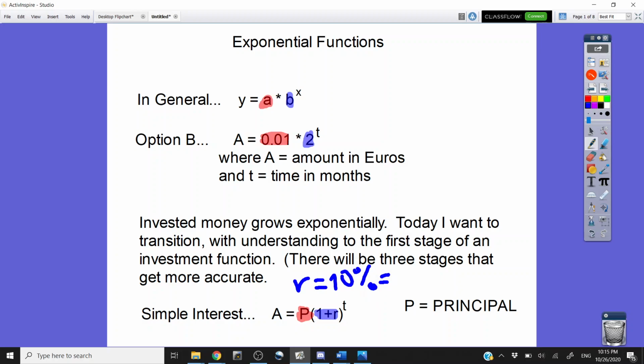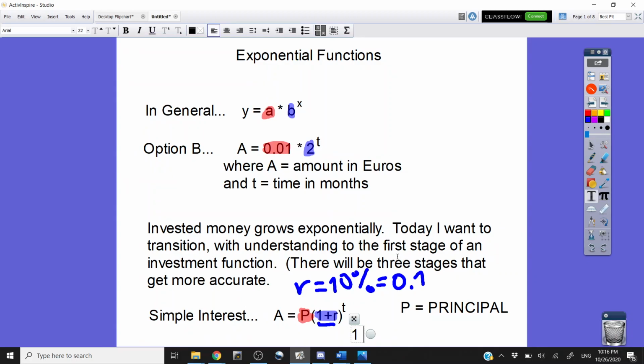So 10% as a decimal is 0.1. And if you multiply your money by 0.1, you lose a ton of money because you don't have 100% of what you started at. You only have the 10% that you gained. This is why we need to add 1 plus R, because R is the amount you're gaining, but 1 is the amount you have initially. So 1 plus R is basically saying 100% of your investment plus R% of your investment.